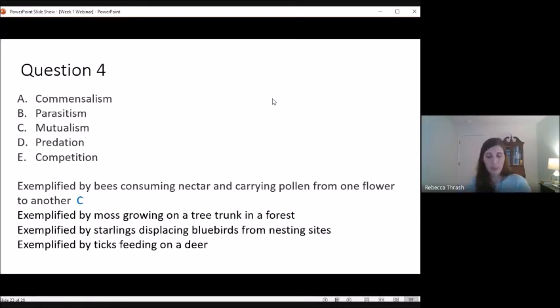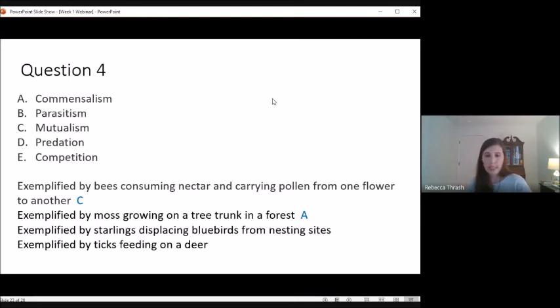So which of these is exemplified by moss growing on a tree trunk in a forest? Well, the moss is obviously getting something great because it gets a habitat, a place to live. But there's really nothing there telling us that the tree is harmed by this or helped. So that's a neutral for it, and that is commensalism.